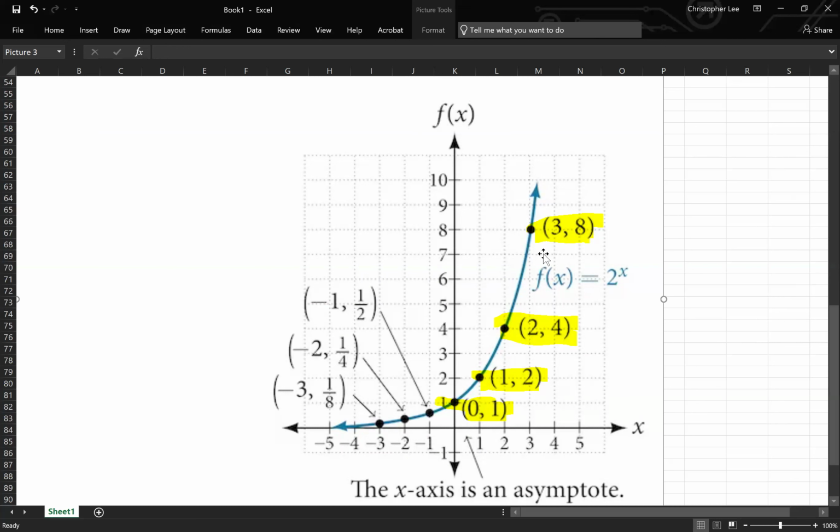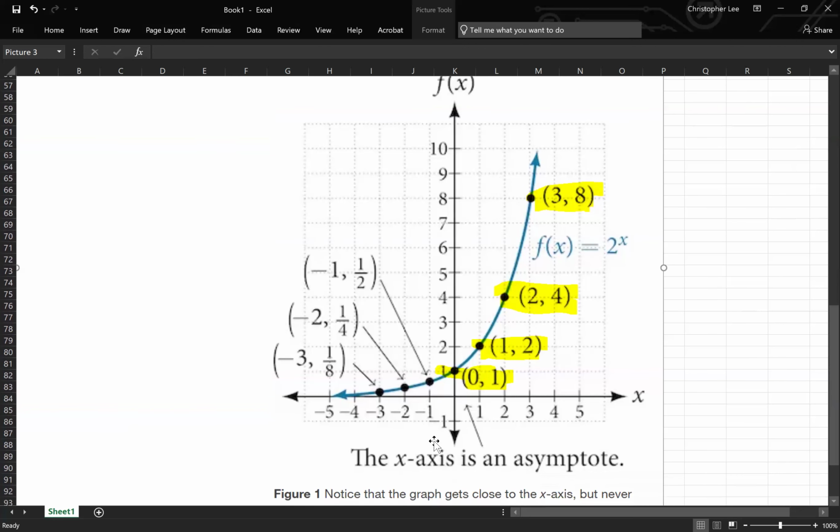I'm not gonna penalize you if you don't give me any of the smaller numbers. For example, you see how we have -3, 1 over 8, -2, 1/4 and stuff. That might be really challenging to graph. So I don't really expect you to graph that. But like the (1, 2) and (2, 4), that's fair game. (3, 8) is kind of pushing it, but if you can, thank you.